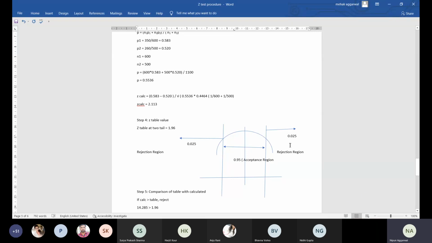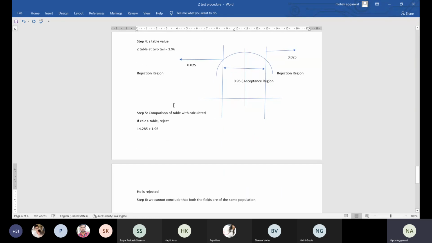So hence we have to reject our null hypothesis. If we compare, the calculated value comes out to be 2.113, which is greater than the table value 1.96, hence H0 is rejected. So the interpretation of the same is there is a significant difference in the efficacy of two medicines.